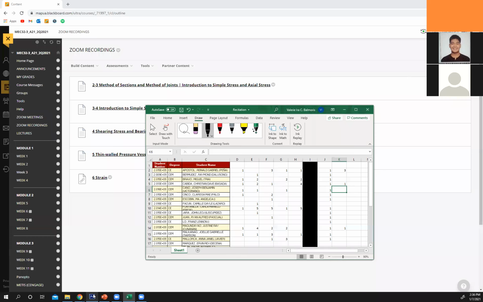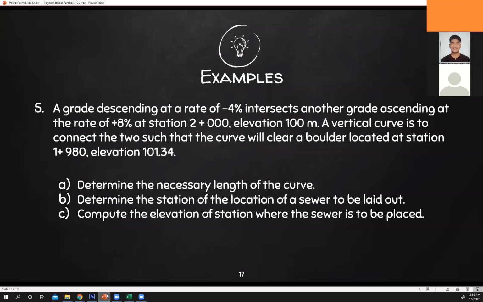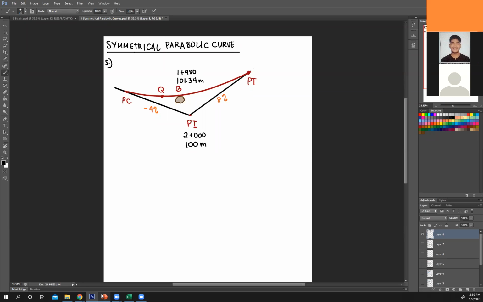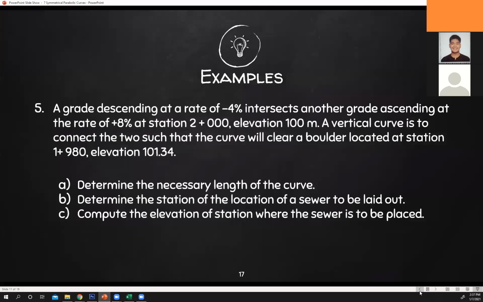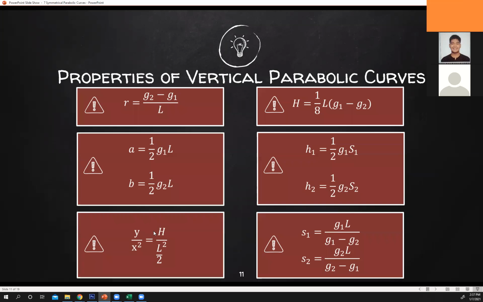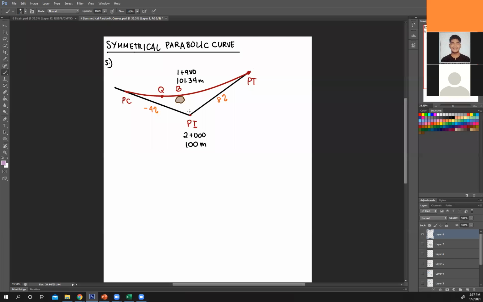Question now is letter A. Determine the length of your curve. So to get the length of your curve, usually you're gonna compare two values on your parabola that has something to do with L. And one of those equations is, let's take a look. It's this one. Okay, so we're gonna get 2 points on your curve and compare them to each other. So we're gonna take a point Y, then your H and L. So H and L, it's already here. So this is your H, and then this is your L.